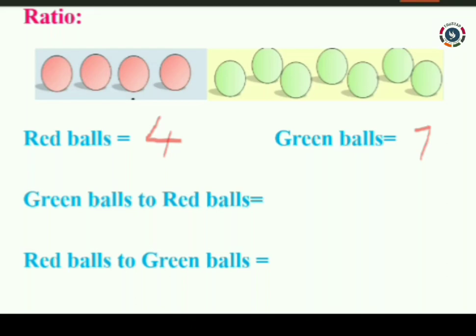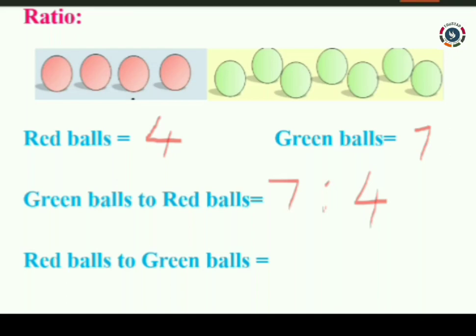Now we are going to write the ratio for green balls to red balls. The order of the numbers is very important, right? So first green balls. How many green balls are you having? 7. Next, ratio is represented by using the symbol colon, right? Next red balls. How many red balls are you having? 4. So green balls to red balls, the ratio is 7:4.